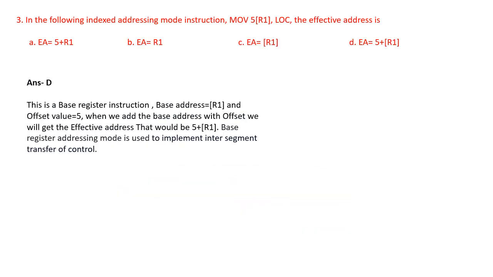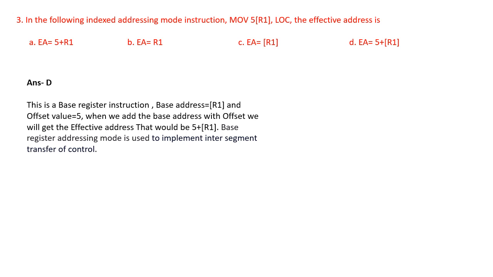The next question is, in the following index addressing mode instruction, move 5 R1 LOC, the effective address is. So this is a base register instruction. Here the base register value is the memory location mentioned in R1, and the 5 is the offset value. When we add the base address with the offset, we will get the effective address. That would be 5 plus the content of the memory address mentioned in R1.